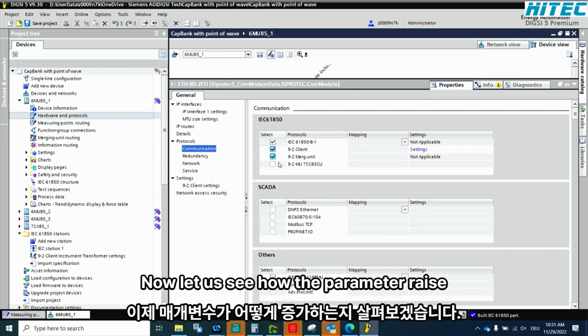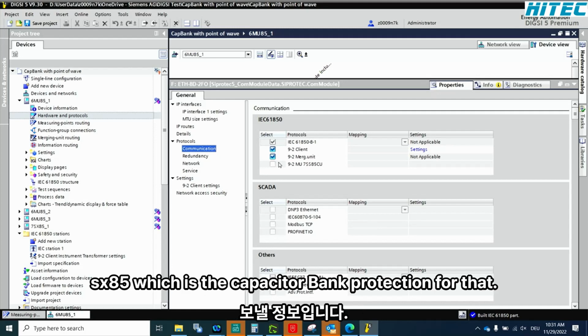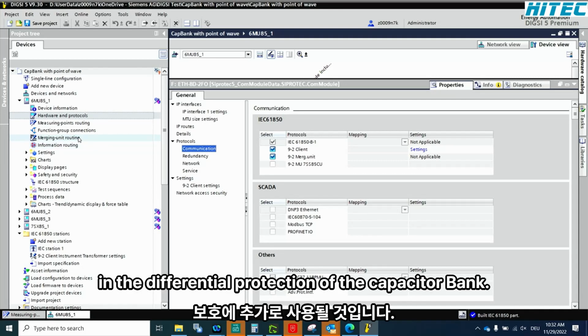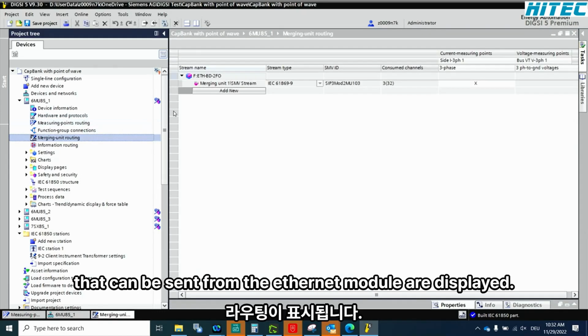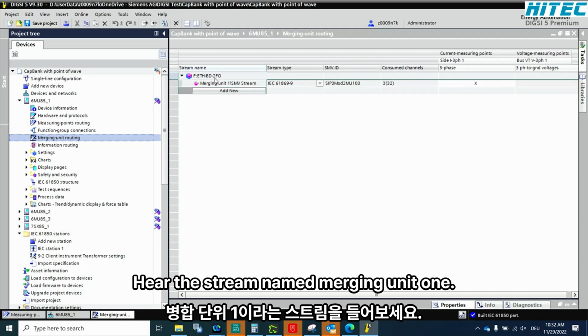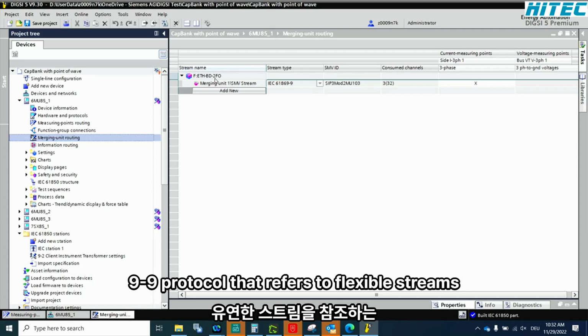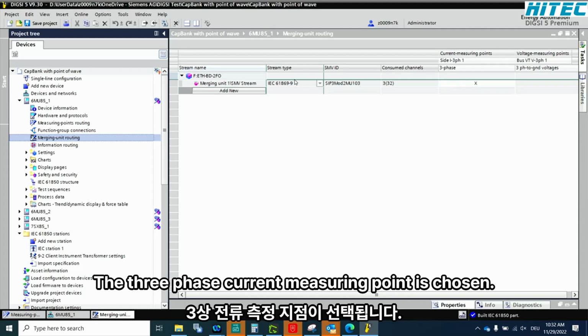Now let us see how to parameterize the information that the merging unit is going to send to the 7SX85, which is the capacitor bank protection. For that, the current is needed, which will be further used in the differential protection of the capacitor bank. In the merging unit routing, the streams that can be sent from the Ethernet module are displayed. Here the stream named merging unit 1, according to the IEC 61869-9 protocol that refers to flexible streams, is shown. For this stream, the three-phase current measuring point is chosen.